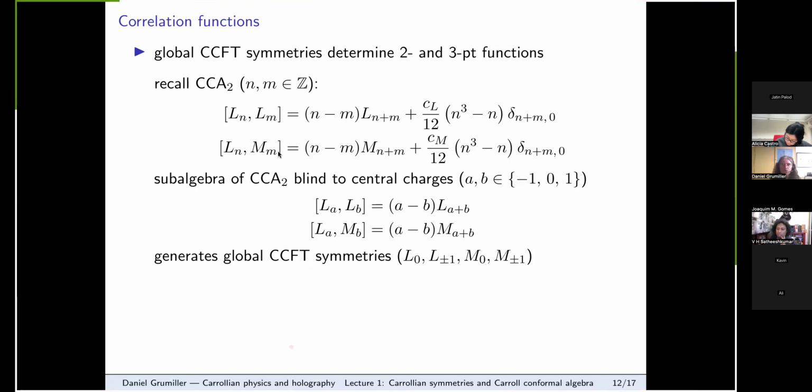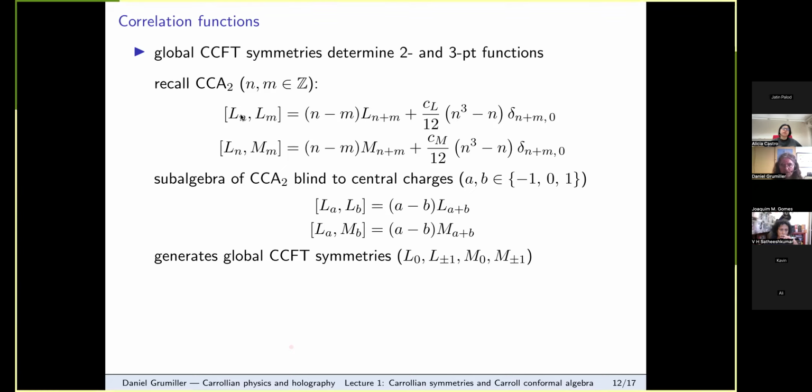Okay, so next topic I want to discuss are correlation functions. Now, in standard conformal field theories, you know that the conformal symmetries are strong enough to determine the 2- and 3-point functions up to some normalization coefficients. And the same is true in the Carrollian case. So let me show you how this works.